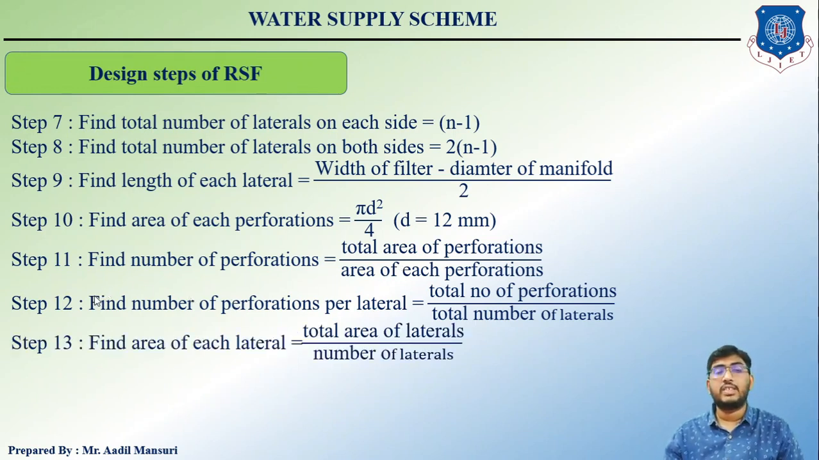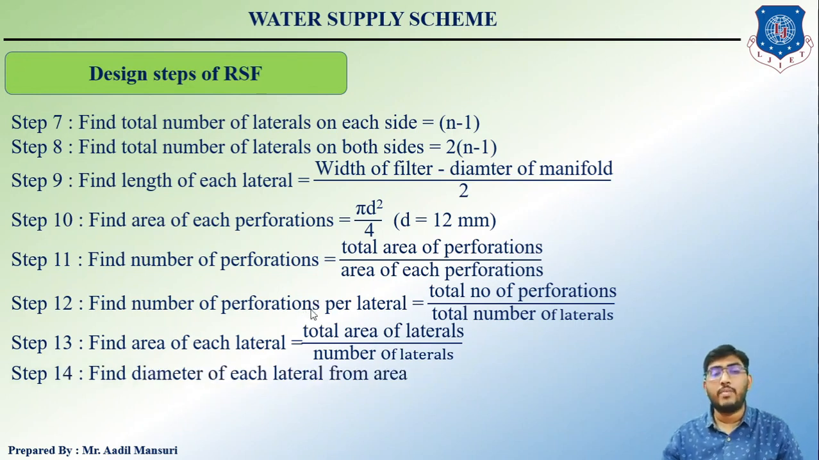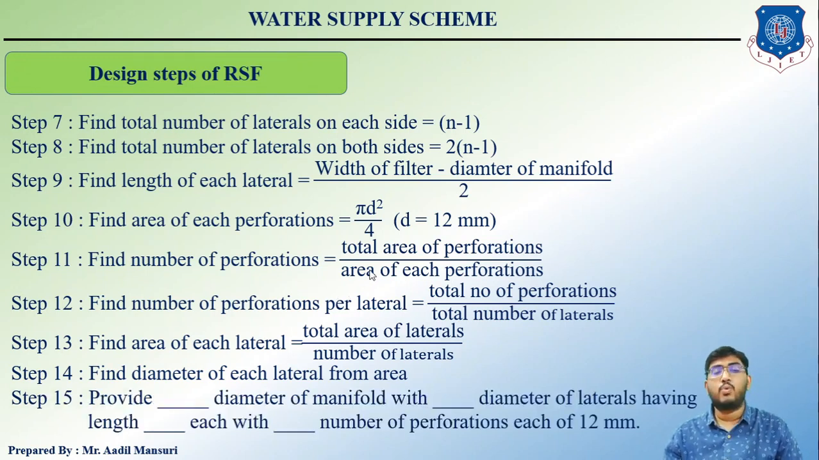13th step, that is to find out area of each lateral, right? This is quite confusing, but once you solve on your own, then only you will be able to get proper understanding. So area of each lateral will be total area of laterals by number of laterals, and finally find out diameter of each lateral from the area. And the last step, we have to write that provide so and so diameter of manifold with so and so diameter of laterals having the length of so and so mm or centimeter each with so and so number of perforations of 12 mm diameter.